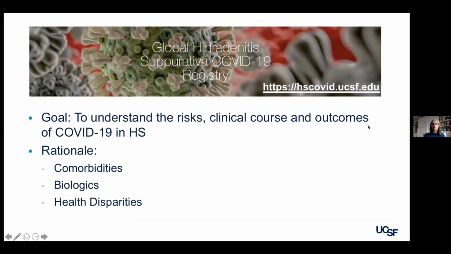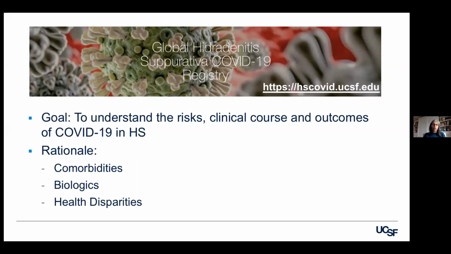And we've also leveraged our experience with registry development to develop the global Hidradenitis Suppurativa COVID-19 registry. The goal of this registry is really to understand the risks, the clinical course, and the outcomes of COVID-19 in HS. And the rationale for doing this is multifold, really. We know that the patients who seem to have the most trouble with severe COVID-19 illness tend to be the older or elderly patient population, and HS patients are quite young.